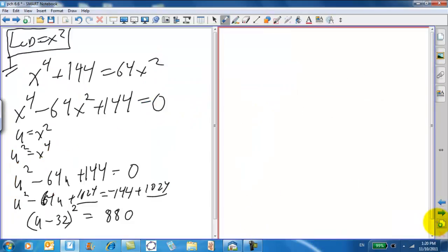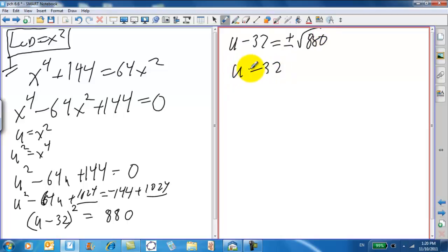So that's okay. We get u minus 32 equals plus or minus the square root of 880, or u equals 32 plus or minus the square root of 880. Recall that that's x squared equals 32 plus or minus the square root of 880. We can get some perfect squares out of this somewhere: not 100, but 4 times 220, and you can get another perfect square out of that with maybe another 4.